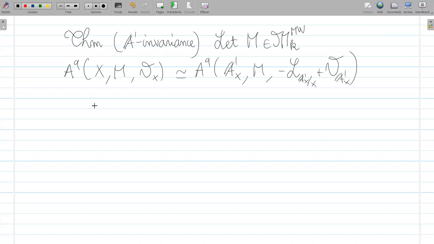Yeah, I just want to ask, what is this minus L? Yeah, so this is a twist. So this is the Cousin complex for the map, the projection map from A1X to X. Mm-hmm. But yeah, this is a bit ugly.